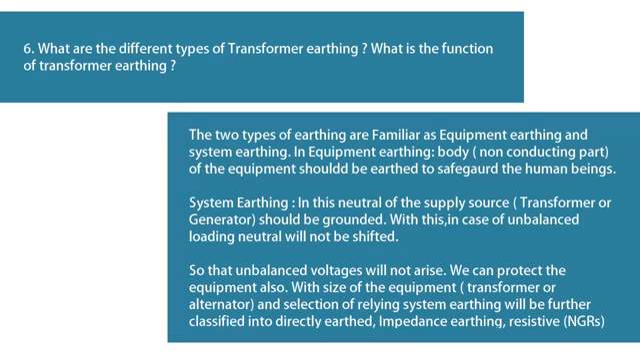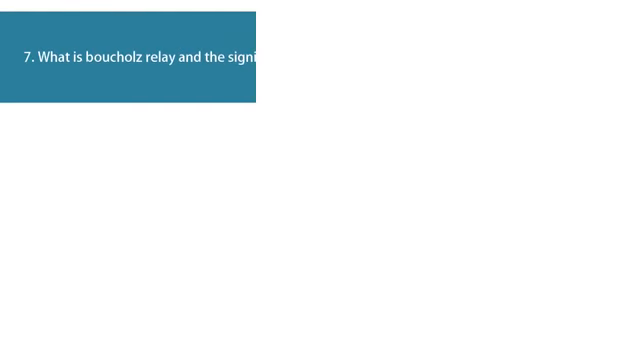Depending on the size of the equipment, transformer or alternator, and selection of relaying, system earthing will be further classified into directly earthed, impedance earthing, resistive, and GRs earthing.